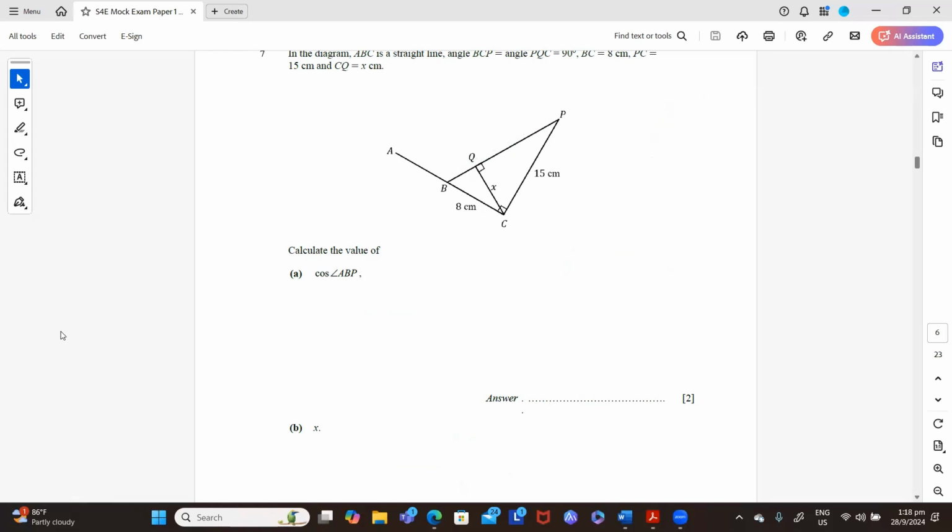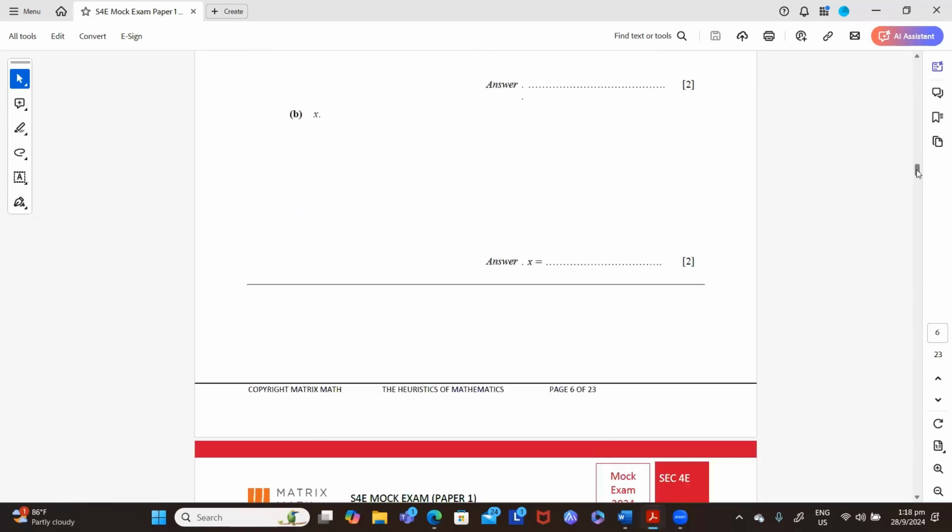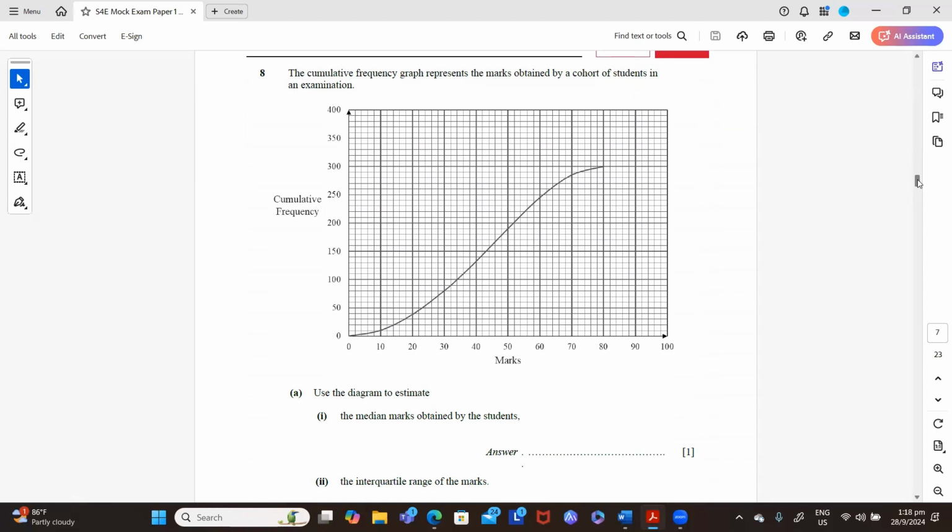Now let's move on to question 8. Use the diagram to estimate the median marks obtained by the students. We have a total of 300 students here. So what you want to do is take 300 plus 1, then divide by 2. So you will get a mark of 150.5.